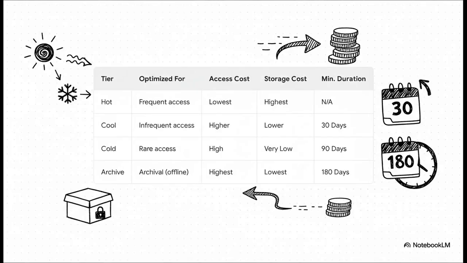The answer is something called access tiers. And look, the whole concept is a simple trade-off. You've got the hot tier for data you're using all the time. Here, storage costs are the highest, but actually accessing the data is the cheapest. As you go down the list to cool, then cold, and finally to archive, that flips. The cost to just let the data sit there plummets. Archive is dirt cheap, but the cost to read it goes way up. And with archive, you gotta remember it's offline.